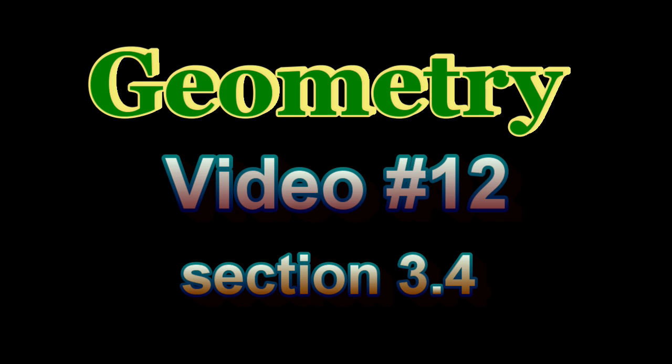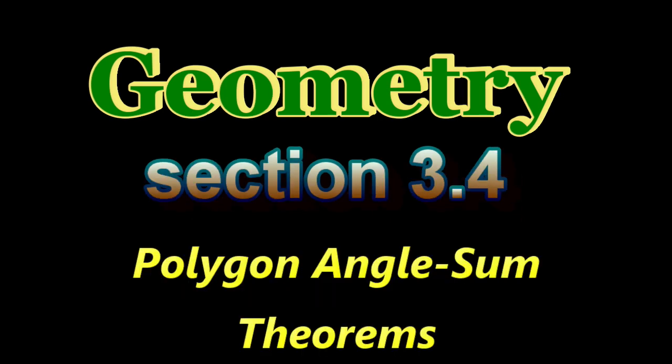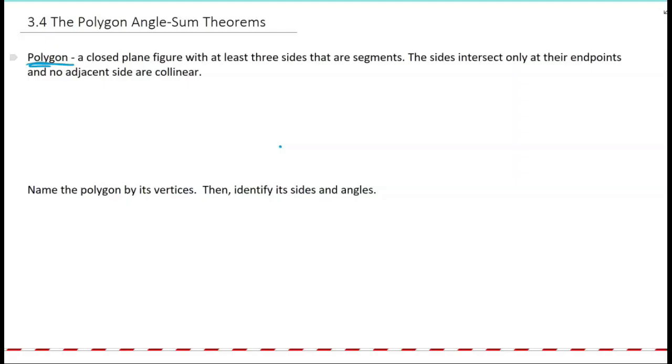And in this section, we're going to work on something called polygons. Last section, we talked about triangles, and triangles are a form of polygons. But by definition, a polygon is a closed plane figure with at least 3 sides that are segments. The sides intersect only at their endpoints, and no adjacent sides are collinear. So yeah, again, we have a really dense definition, but the application I think you'll find is very easy.